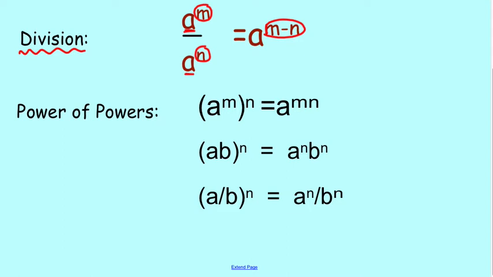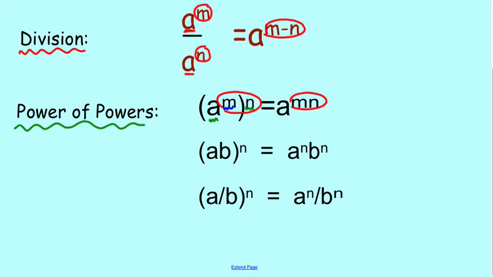The third property on this slide is called the power of powers rules. And there are a few of them here. Here is a base raised to a power raised to another power. What you do is you multiply these two together, power to a power.